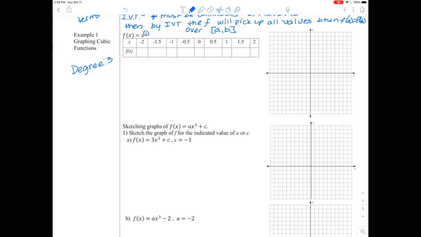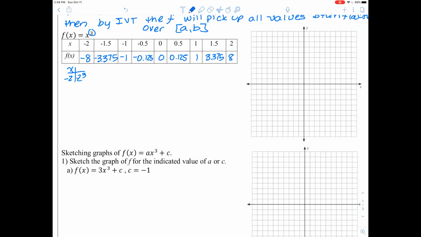If our x is negative 2 and we cube it, negative 2 cubed, that's negative 8. Negative 1.5 cubed, I'm just going to give you these values, is negative 3.375. Negative 1 cubed is negative 1. Negative half cubed is negative 0.125. 0 cubed is 0. Half cubed is 0.125. 1 cubed is 1. 1.5 cubed is 3.375. And 2 cubed is 8.